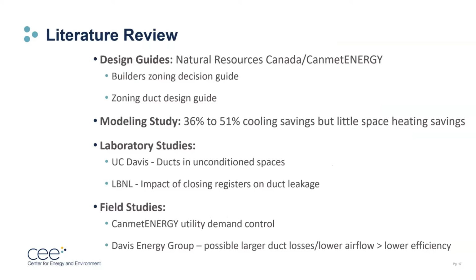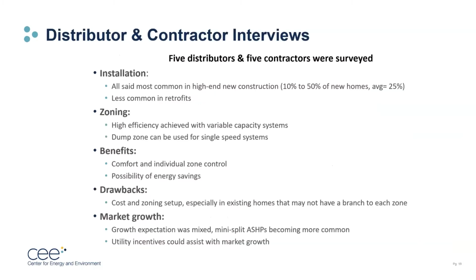On a couple of lab studies, one highlighted the importance of duct leakage and insulated ducts for unconditioned spaces, and the other looked at the impact of closing registers on duct pressures and leakage. And they both concluded that closing registers may not result in energy savings depending on duct leakage. Finally, a CanMet Energy study of utility demand control found 17% reduction in AC and air handler load by controlling just the top level for cooling. And another study found that in some circumstances, smart damper systems resulted in larger duct losses and lower airflow rates, which decreased total system efficiency.